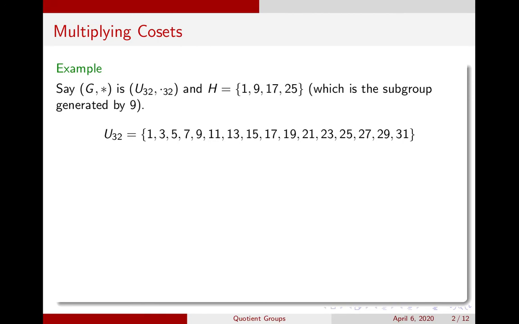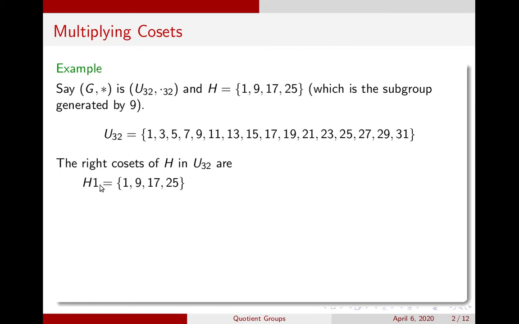The group G star will be U32 with operation times sub 32, and H will be the subgroup generated by 9, which I calculated: 1, 9, 17, and 25. And here's a listing of U32. And now I would like to calculate the right cosets of H in U32.